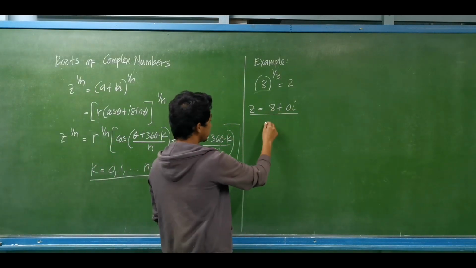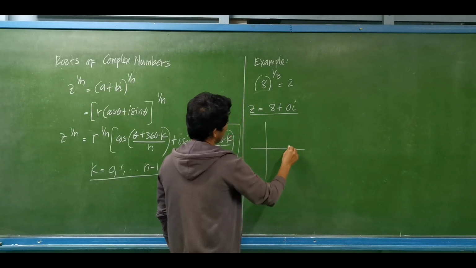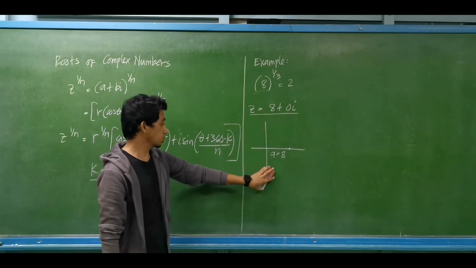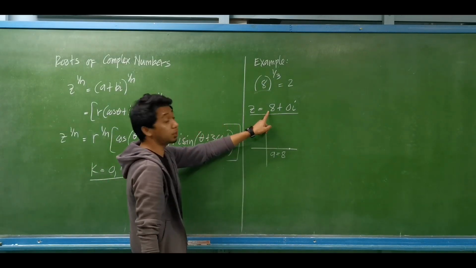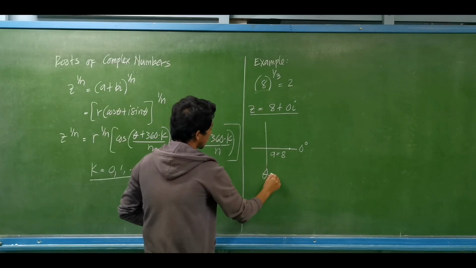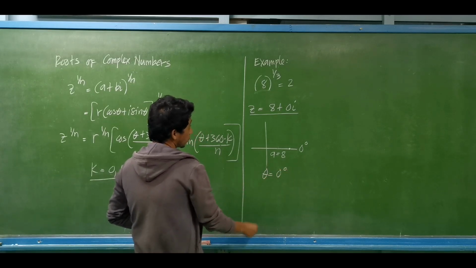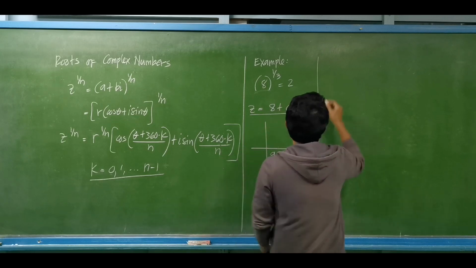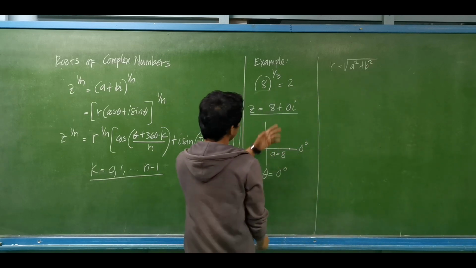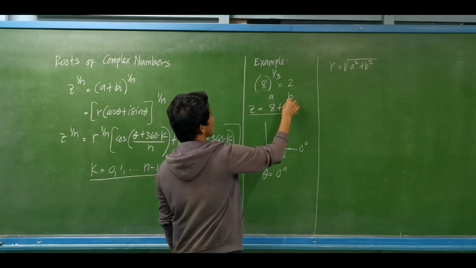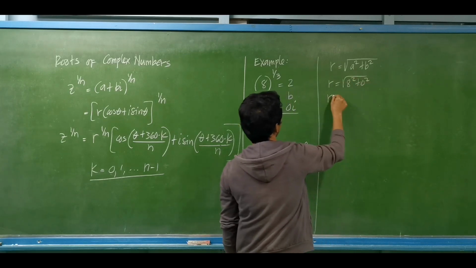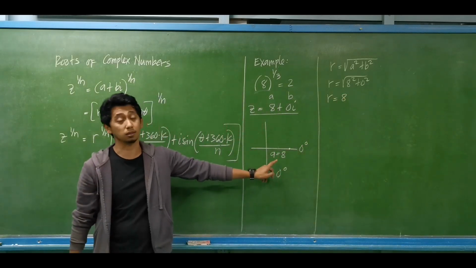If we are to plot this one, we have the value of a equal to positive 8 and the value of b equal to 0. So what is the argument if we have a pure real complex number? The argument theta is automatically equal to 0. And what is its modulus? r is equal to the square root of a squared plus b squared, which is the square root of 8 squared plus 0 squared. So basically r is the same as 8.